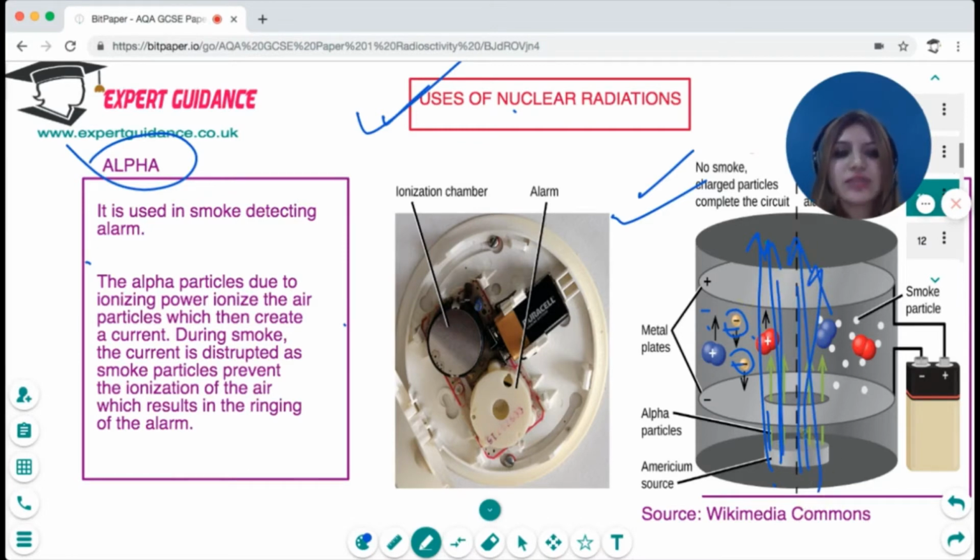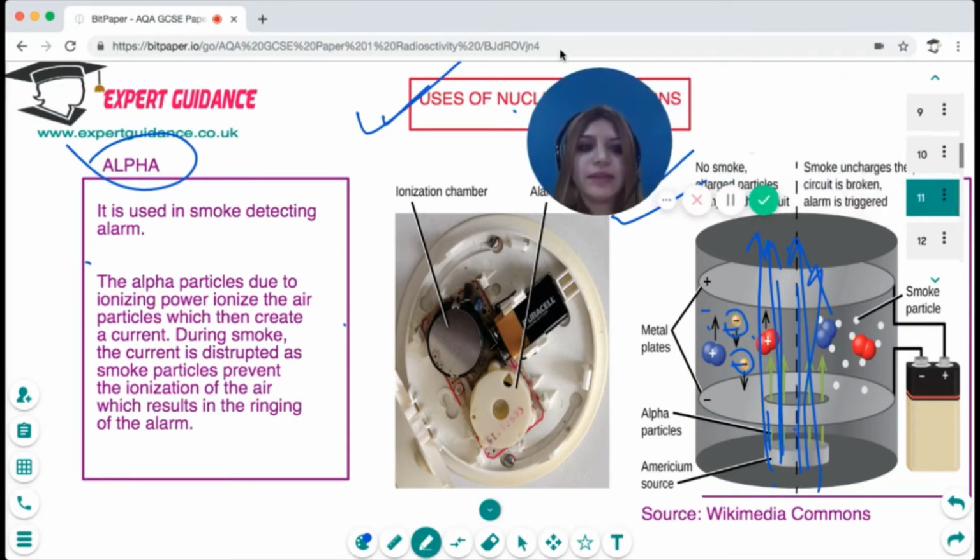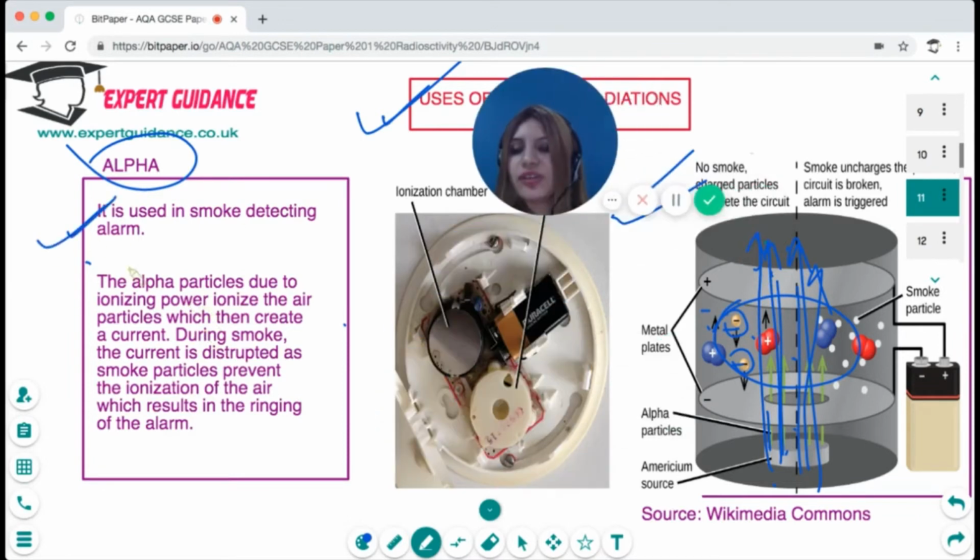Now as soon as the smoke comes in, what will happen? The smoke particles will stop the ionization and the current will cut off, and that will ring the alarm. Okay, so that is the principle of smoke detecting alarms. So the alpha particles, due to ionizing power, ionize the air particles, which then creates a current. During smoke, the current is disrupted as the smoke particles prevent the ionization of the air, which results in ringing of the alarm.